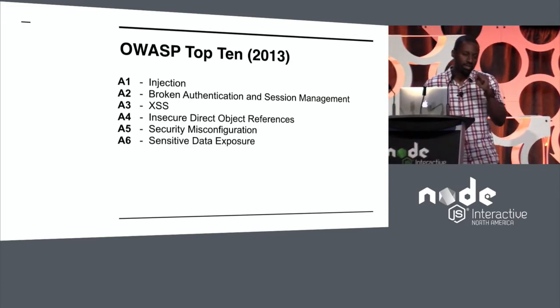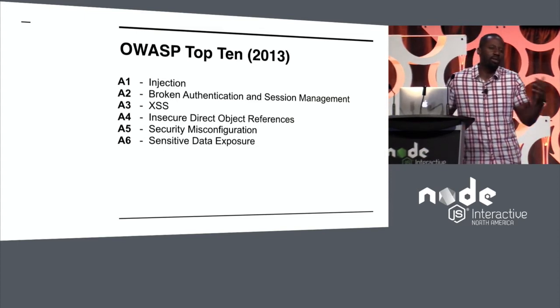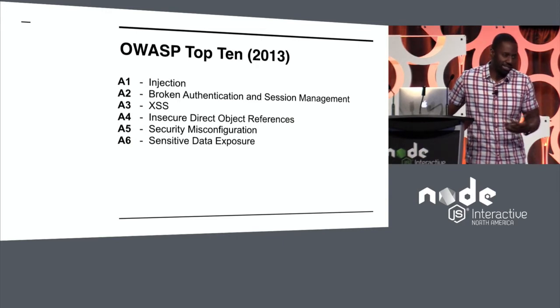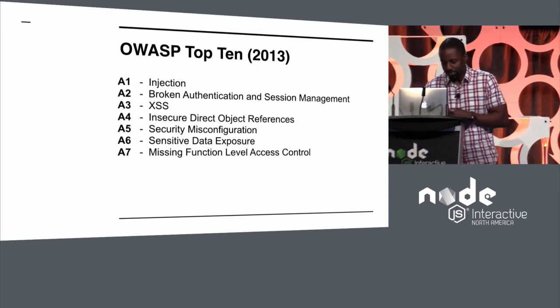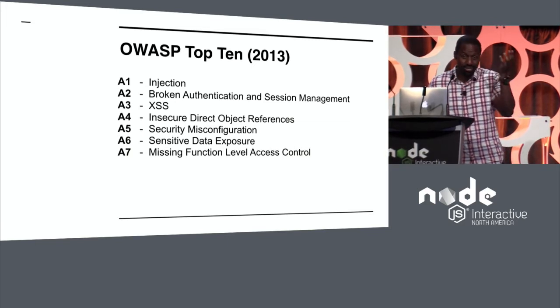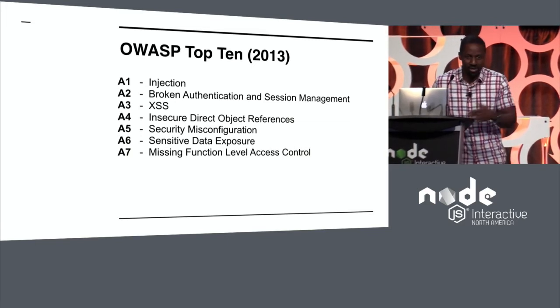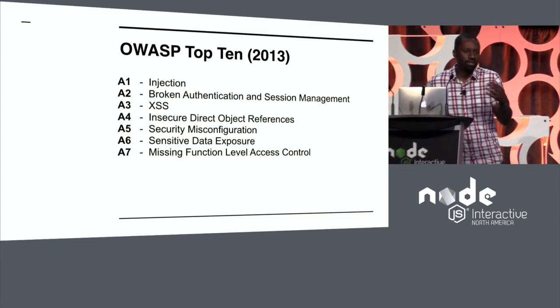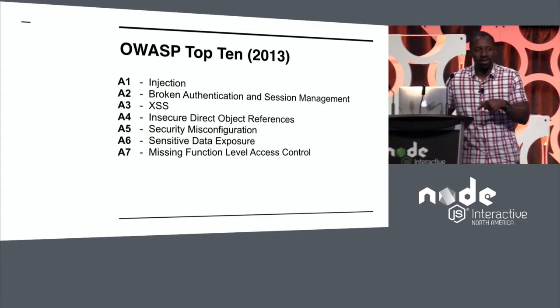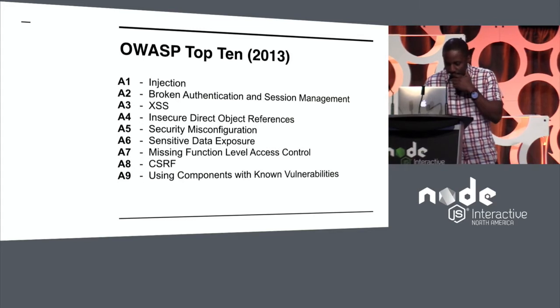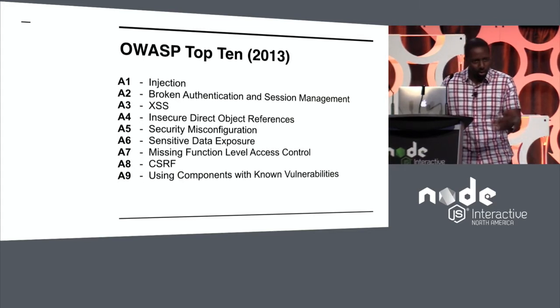Sensitive data exposure. So this is effectively, say, putting valuable data inside of a cookie and then transmitting that over HTTP, right? Code issue. Missing function level ACLs, right? So that, again, is a code issue. Imagine you have an admin panel for your website and people are able to utilize some of the functions that exist without necessarily going through that admin panel. Again, code issue. CSRF, code issue. Using components with known vulnerabilities, clearly, code issue.